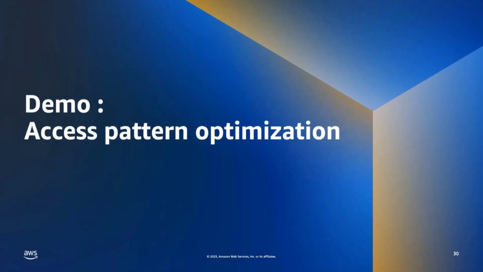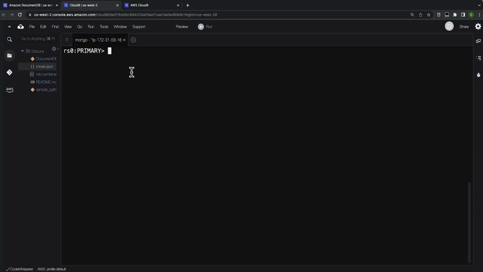So now it's demo time again. In this demo, I'll show how you can save cost by separating mutable and immutable objects. Let's switch to the DocumentDB console again. For this demo, we will switch to a different database. Let me list all the databases again. I am going to use the movies database for this demo.